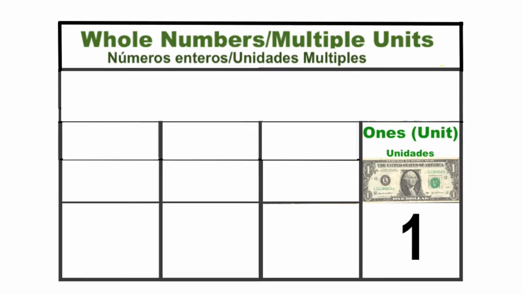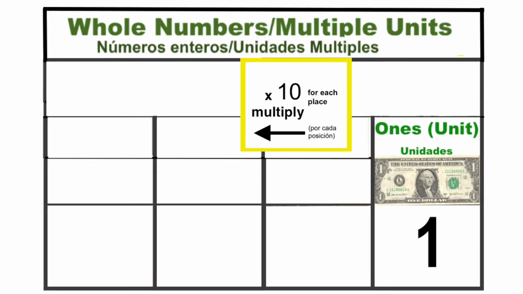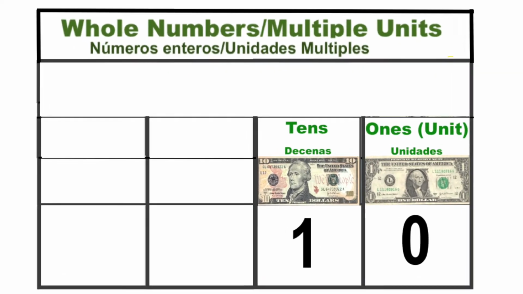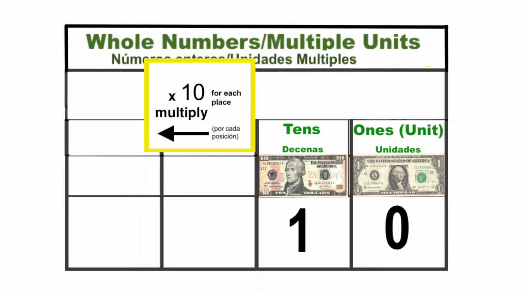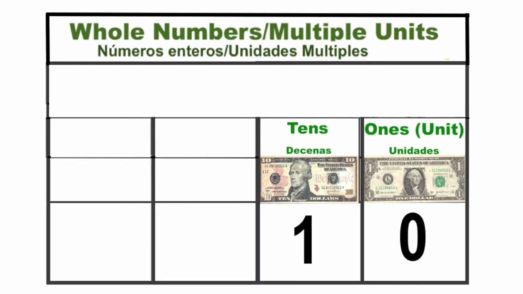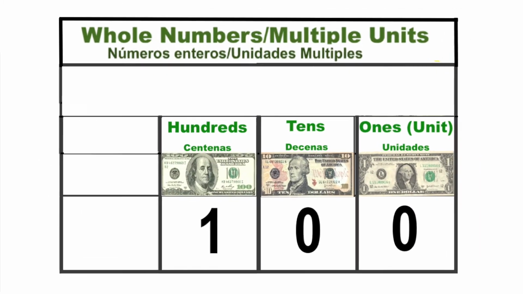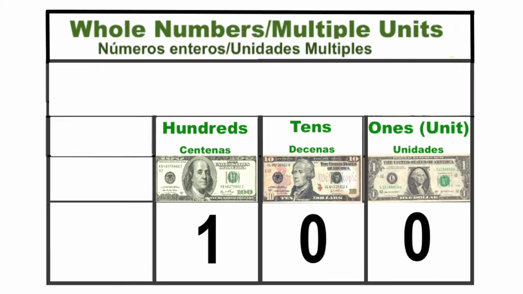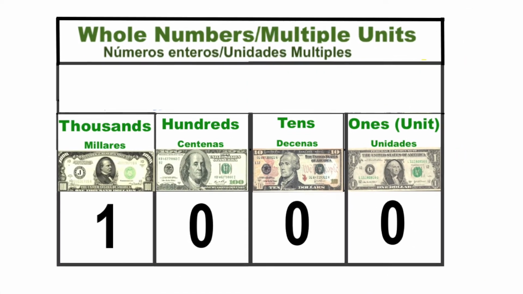We started with the ones. As we moved one place to the left, it became 10 times greater for a value of 10. As we moved one more place to the left, it increased the value 10 times for 100. As we moved one more place to the left, it increased the value 10 times for 1,000.